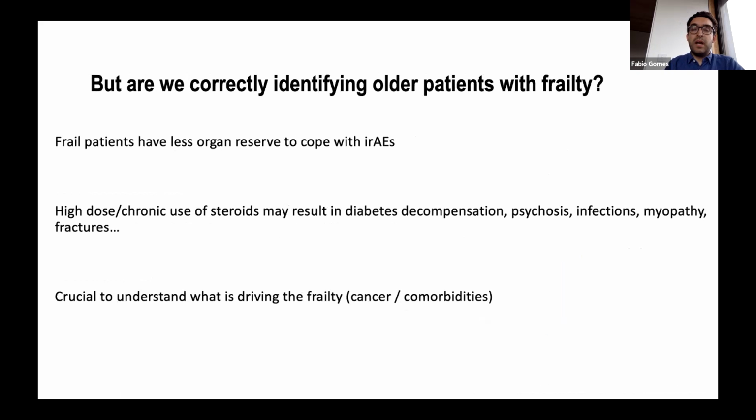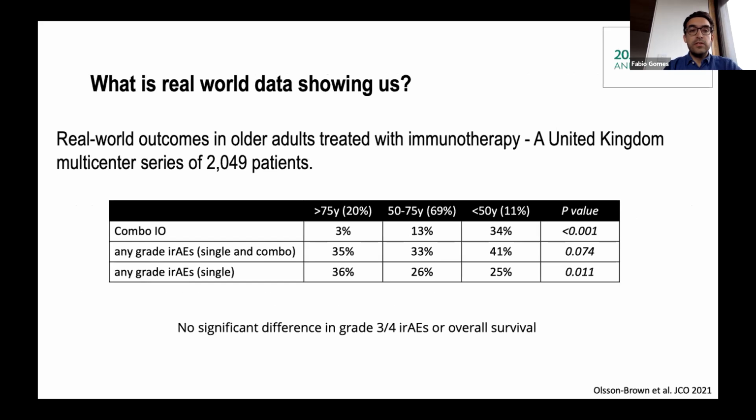So the next question is, are we correctly identifying older patients that have frailty? Because if the patient has frailty, they will likely be less able to cope with those side effects. And often, as we'll talk about later, if patients have side effects with immunotherapy, they are often given high-dose steroids for quite long periods of time, and that has a lot of implications as well, as we'll see. So we need to focus on real-world data. The trials are a good starting point, but we need more data when we're looking at this subgroup of patients.